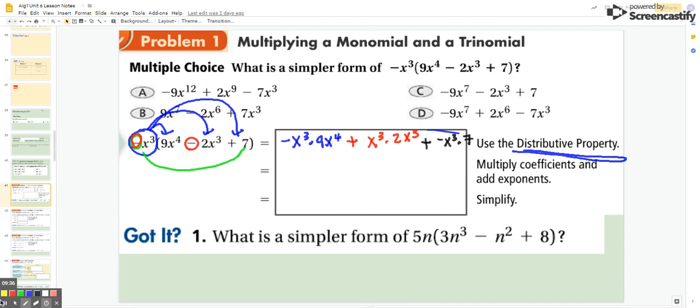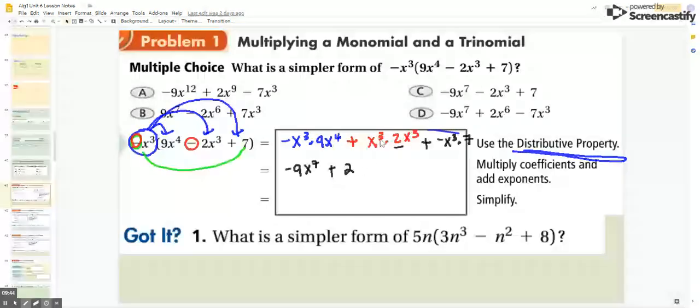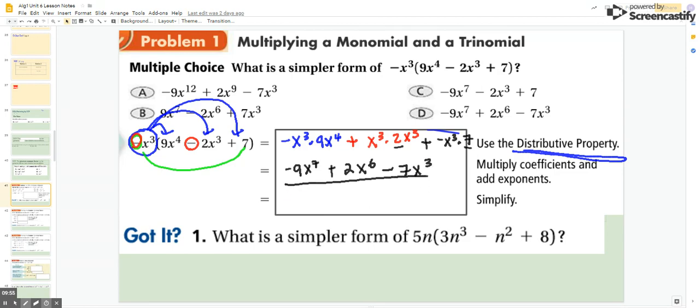So let me rewrite this. It's negative 9x to the 7th power, and we have 2, so you put it in front, x to the 3rd times x to the 3rd, so x to the 6th power, and minus, because we have minus here, 7x to the 3rd power. So I just simplify it, and the answer is D.